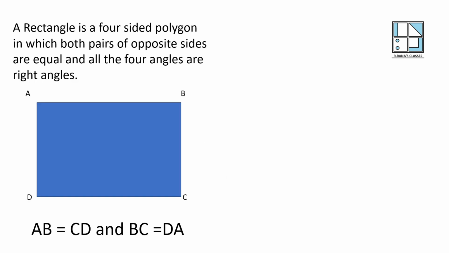A rectangle is a four-sided polygon in which both pairs of opposite sides are equal and all the four angles are right angles. As shown in figure, side AB is equal to CD and side BC is equal to DA. These are the opposite sides. And all the angles, angle A, angle B, angle C, and angle D are right angles.